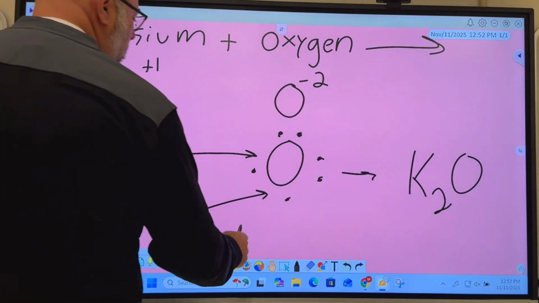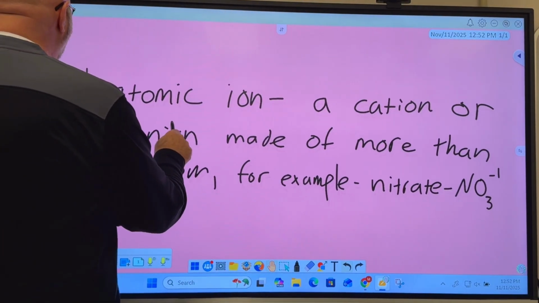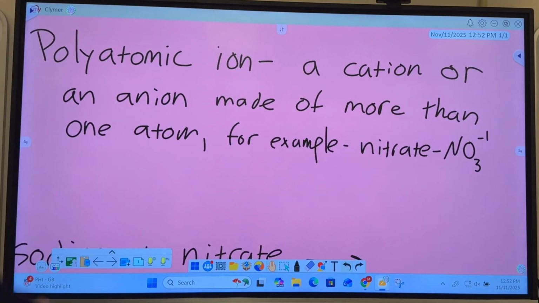Okay, so next we have a vocab word. You're going to want to write all this down in your notes. Polyatomic ions. These are just like the ions we've been talking about, with the exception that polyatomic ions, the poly meaning many, and atomic meaning atoms, polyatomic ions themselves have more than one atom in a unit.